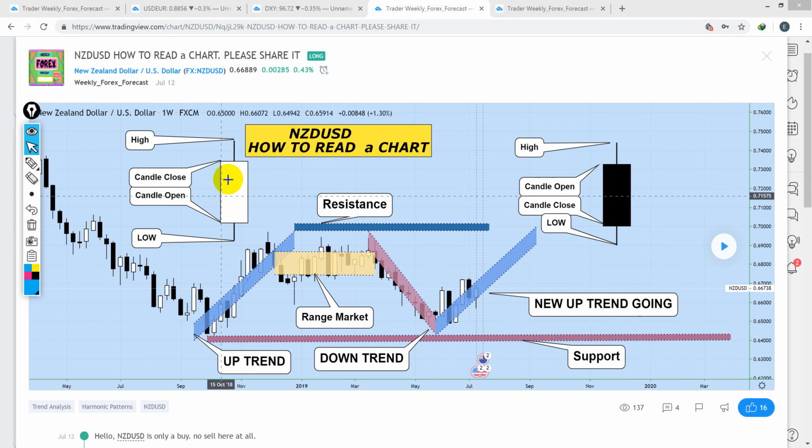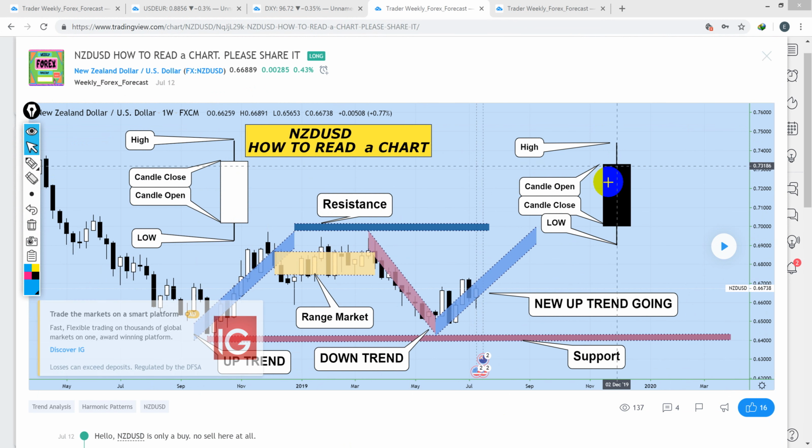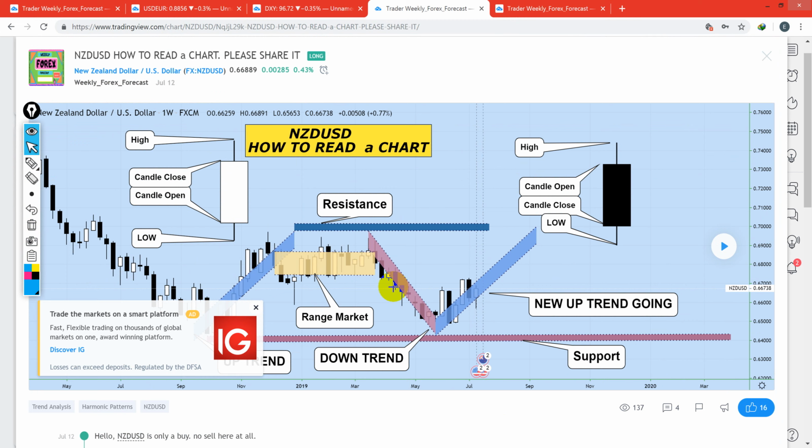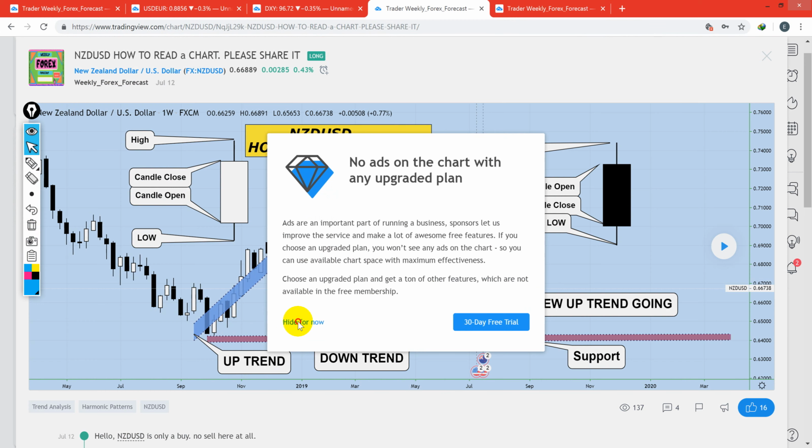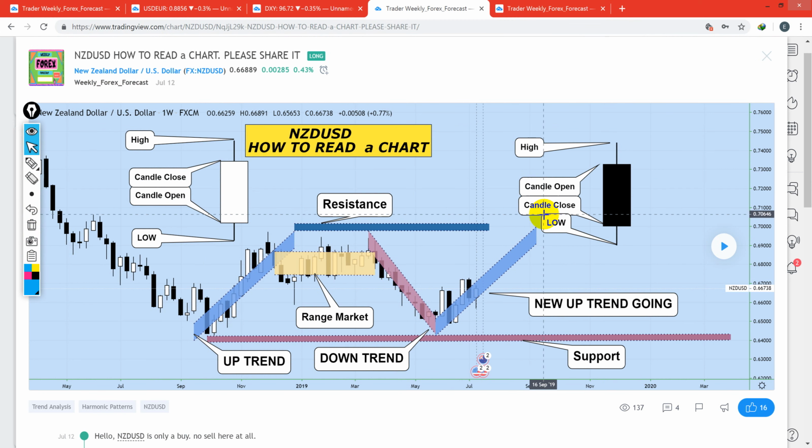How can you read a candle? This is really easy. When you have a candle here, this is the low, this is the high, candle open here, candle close here. The same thing on the opposite side. If this is a downtrend candle, then it opens here, it closes here, the low is here, the high is here.